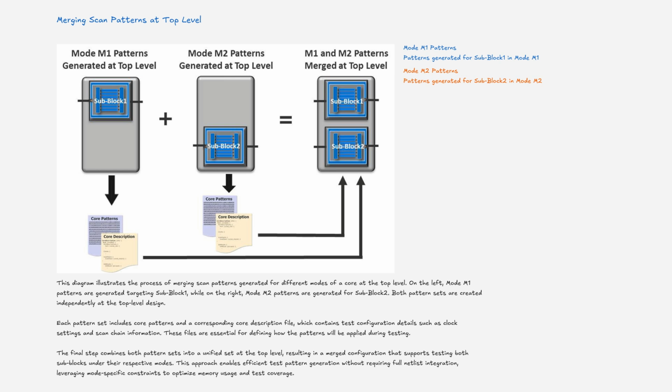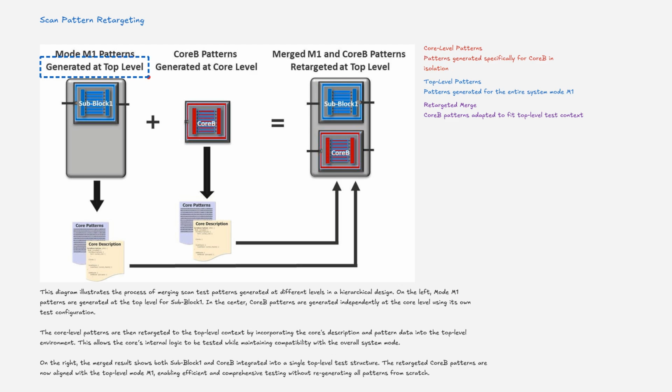This diagram illustrates the process of merging scan test patterns generated at different levels in a hierarchical design. On the left, Mode 1 patterns are generated at the top level for sub-block 1. In the center, Core B patterns are generated independently at the core level using its own test configuration. The core-level patterns are then retargeted to the top-level context by incorporating the core's description and pattern data into the top-level environment. This allows the core's internal logic to be tested while maintaining compatibility with the overall system mode.